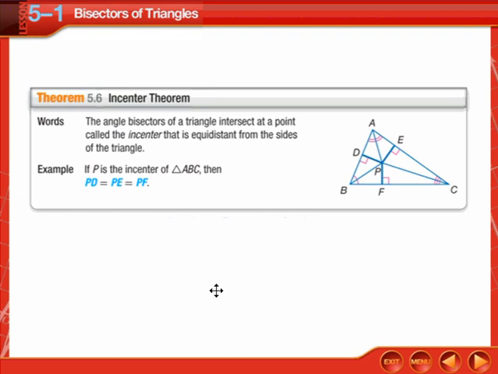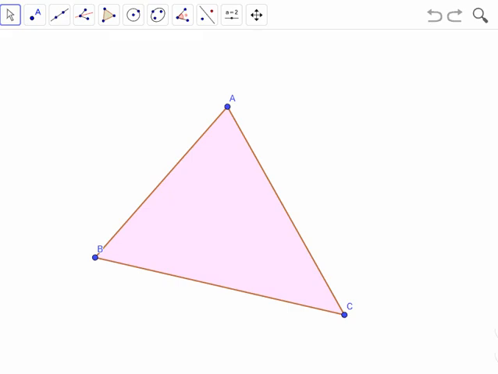Okay, so we talked already about something called the circumcenter of the triangle, which is found when we draw the perpendicular bisectors of all three sides, and it's the point where all three of the perpendicular bisectors meet. Now we're going to talk about a different important point in a triangle, which is called the incenter of the triangle. The incenter of the triangle is the point that results when we draw the angle bisectors of all three sides of the triangle. I'm going to construct those angle bisectors for triangle ABC here.